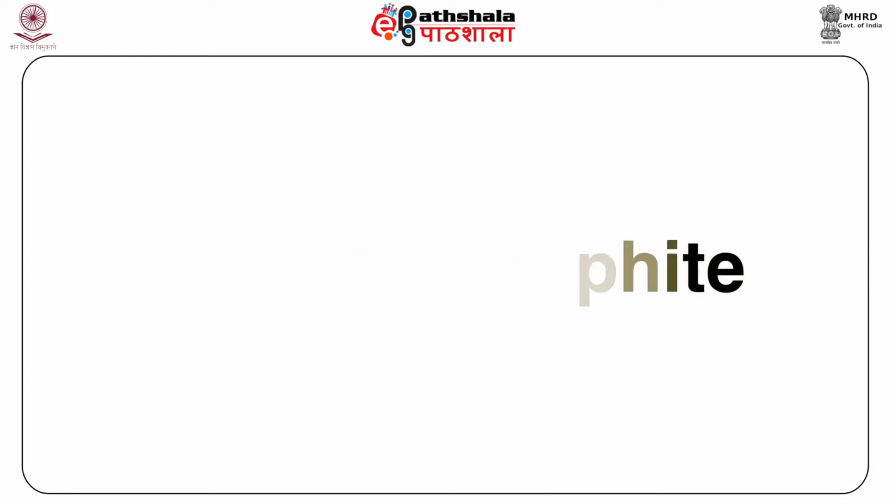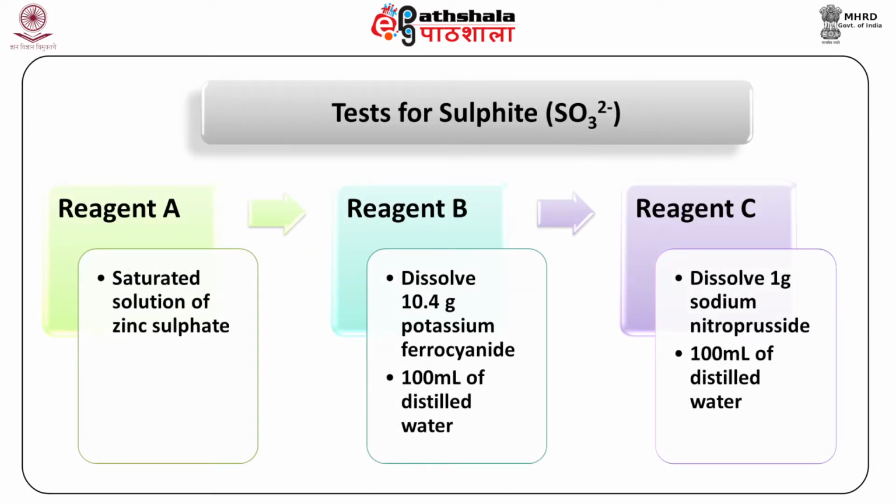Test for sulphite. Reagent A: saturated solution of zinc sulfate is used as reagent A. Reagent B: it is prepared by dissolving 10.4 grams of potassium ferrocyanide in 100 milliliters of distilled water. Reagent C: it is prepared by dissolving 1 gram of sodium nitroprusside in 100 ml of distilled water.